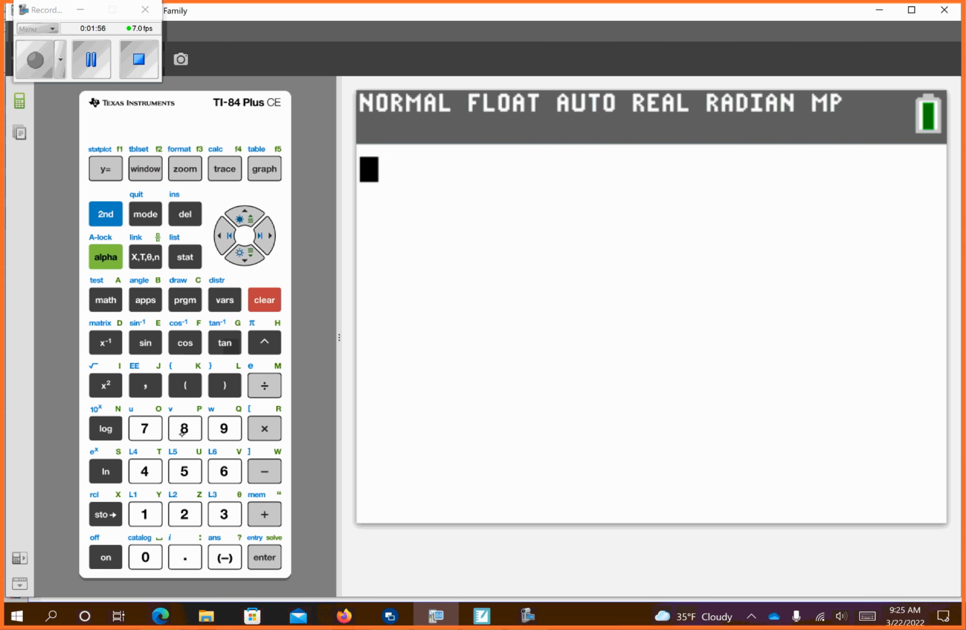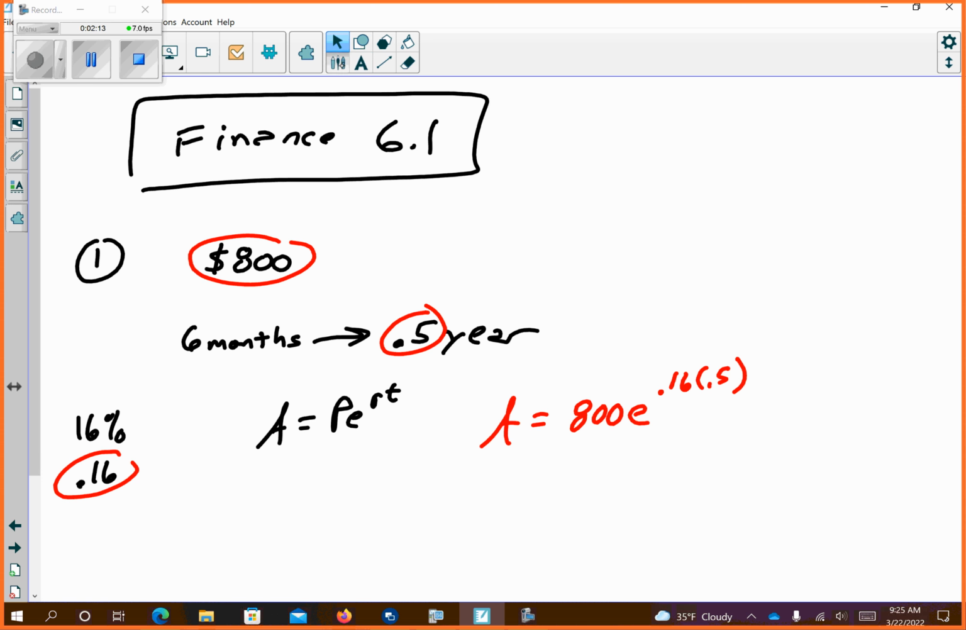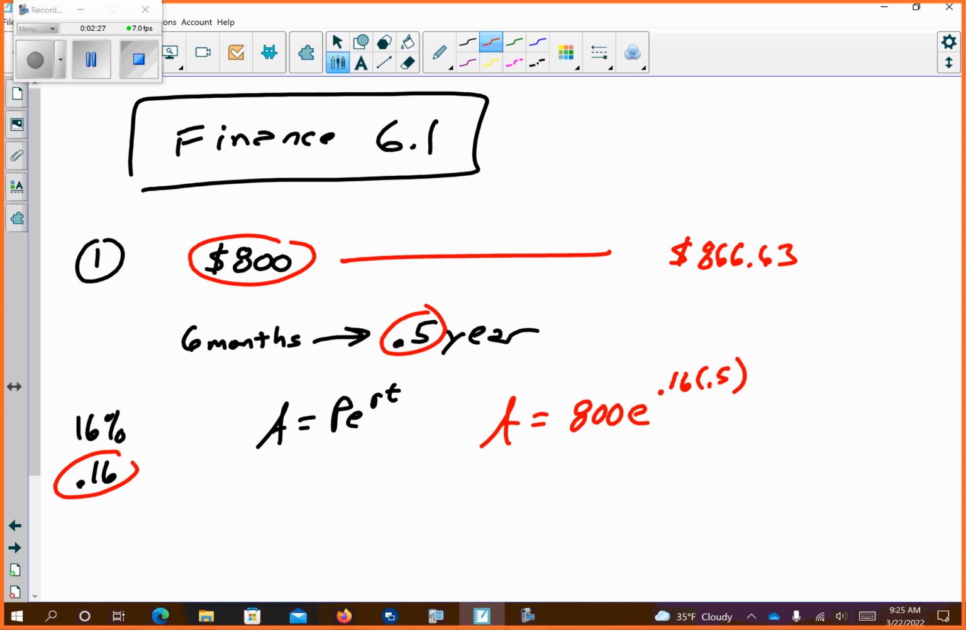Cool. So it's 800 second e, 0.5 times 0.16, or 0.16 times 0.5, doesn't matter. All right, so 866.63. So 866.63 is how much you must pay at the end of 6 months. If you borrowed 800, this is how much you would pay at the very end. Now these are pretty simple thought processes.